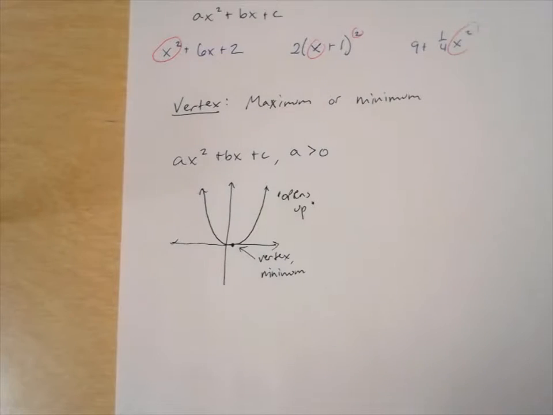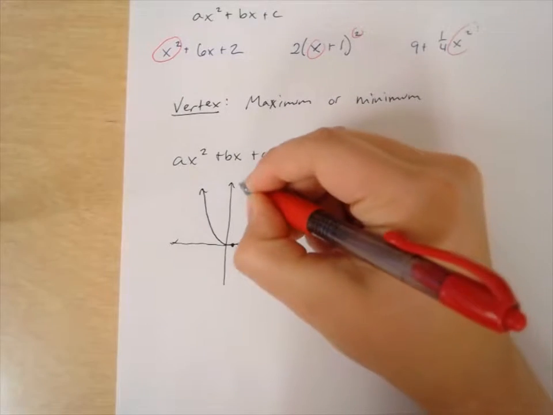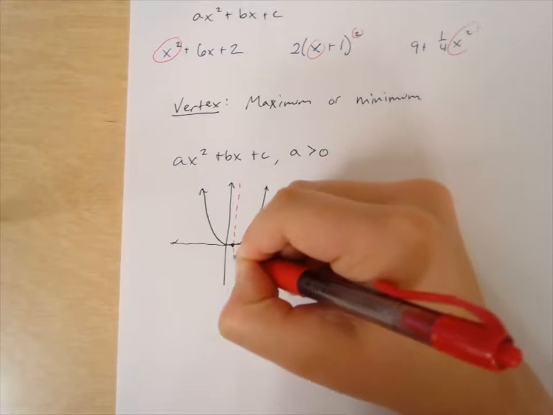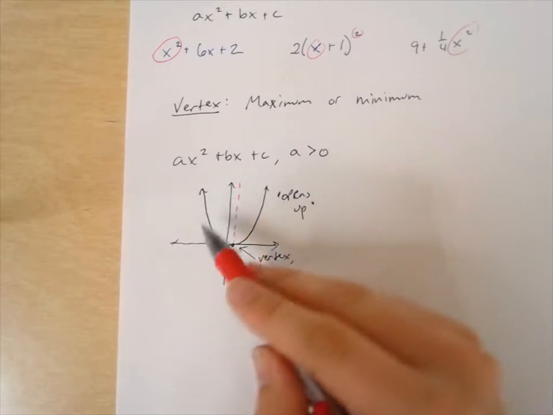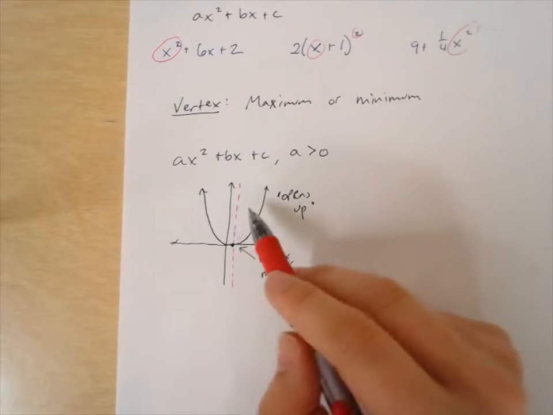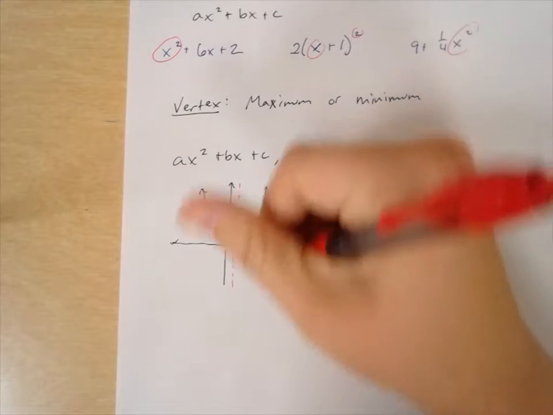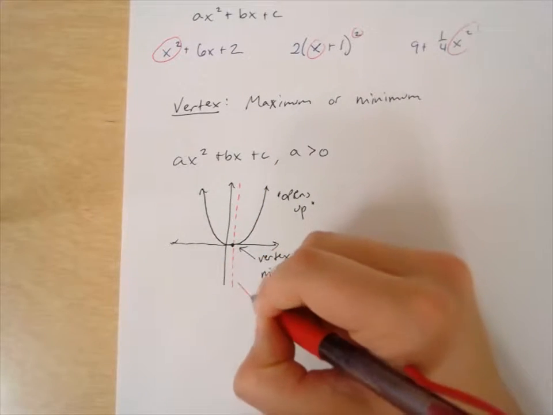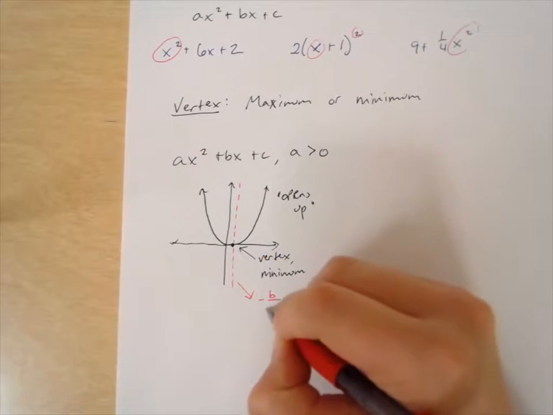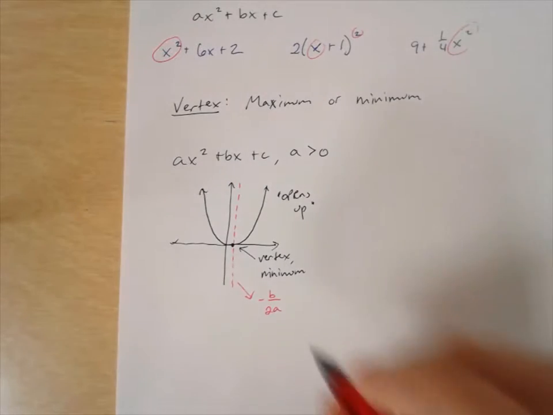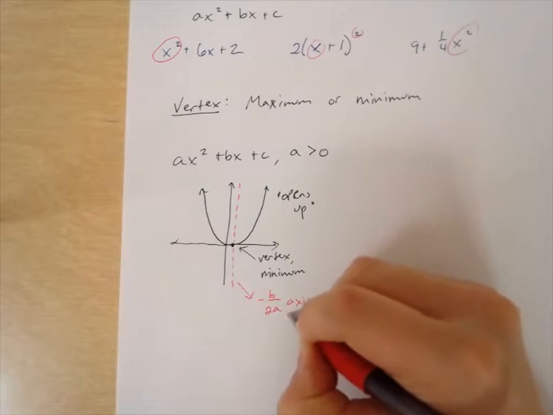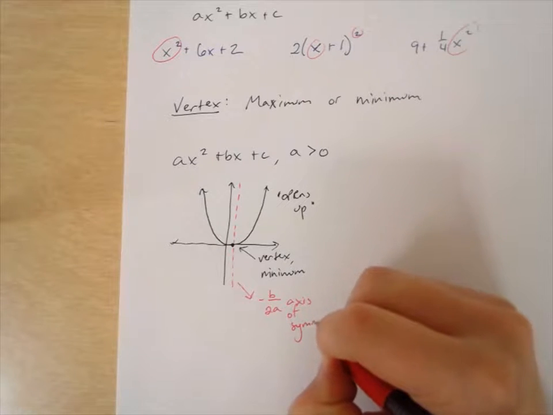It's also important that we understand every parabola has something called an axis of symmetry. It's just the line that this little U shape reflects itself over. And the equation for that axis of symmetry is negative b over 2a. We can call that the axis of symmetry.